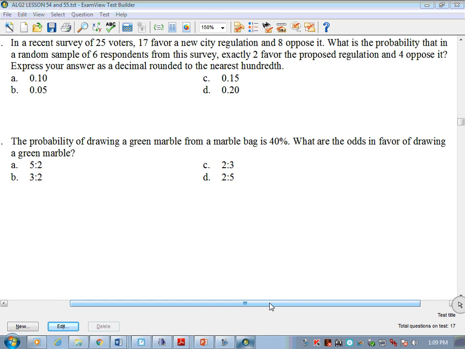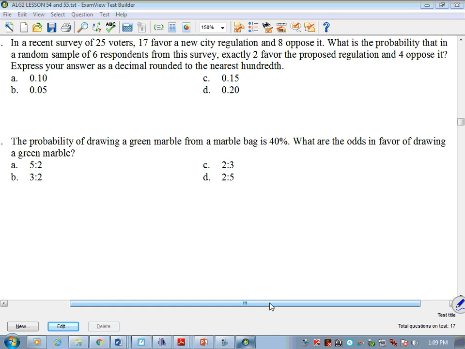Question number 3 says, in a recent survey of 25 voters, 17 favor a new city regulation, 8 oppose it. We will know what the probability in a random sample, and it's the whole random sample thing that makes this more complicated than normal. The random sample of 6 respondents from this survey that exactly 2 will favor the proposed regulation and 4 oppose it. Express your answer as a decimal rounded to the nearest hundredth.